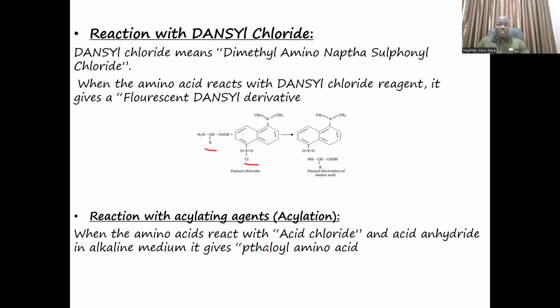So the acylating agent reacts with the amino acid. You see, when an amino acid reacts with acid chlorides and acid anhydrides in alkaline medium, it gives acyl amino acids. So we also have the acylation reaction of amino acids. Amino acids react with acid chlorides and acid anhydrides in an alkaline medium to generate acyl amino acids. So this is, ladies and gentlemen, the different types of reaction of an amino acid.